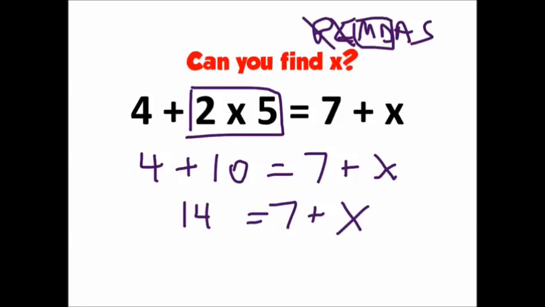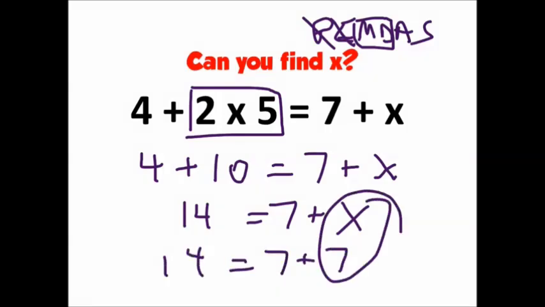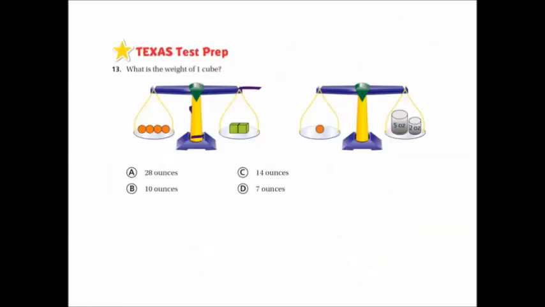Now we're at the simplest point before we solve for x. And I know that 14 is 7 plus 7, so x must equal 7. Or you can just do 14 minus 7 and get 7. That's another way of getting the solution to this problem.